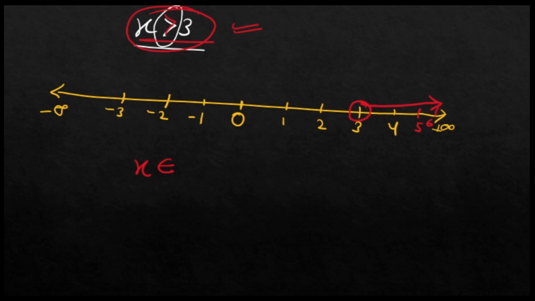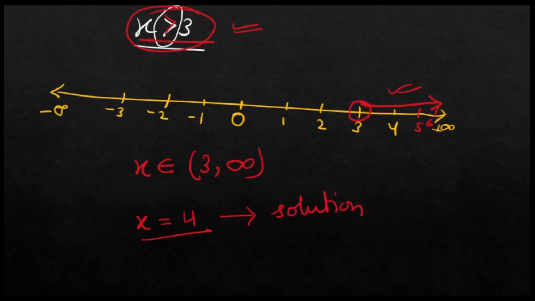Solutions for x are between 3 and infinity. That means moving onward from 3, you will get solutions for x. You don't need to use the trial and error method. You simply know that if x is equal to 4, then it will give the solution for the given inequality.